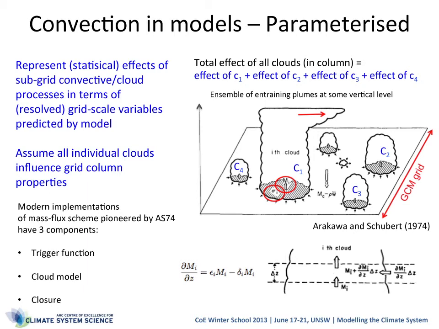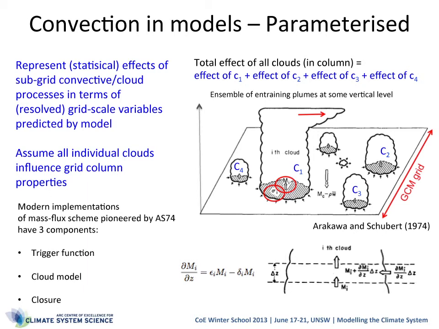So we haven't really progressed much in terms of parameterizing deep convection. A lot of the modern implementations of the mass flux schemes pioneered by AS74 have three components. You've got your trigger function. This basically tells you when deep convection is activated, depending on whether the atmospheric state can support deep convection. You have your cloud model, which calculates the vertical distribution of heating, drying and cooling. And then you've got closure assumptions to close everything together.